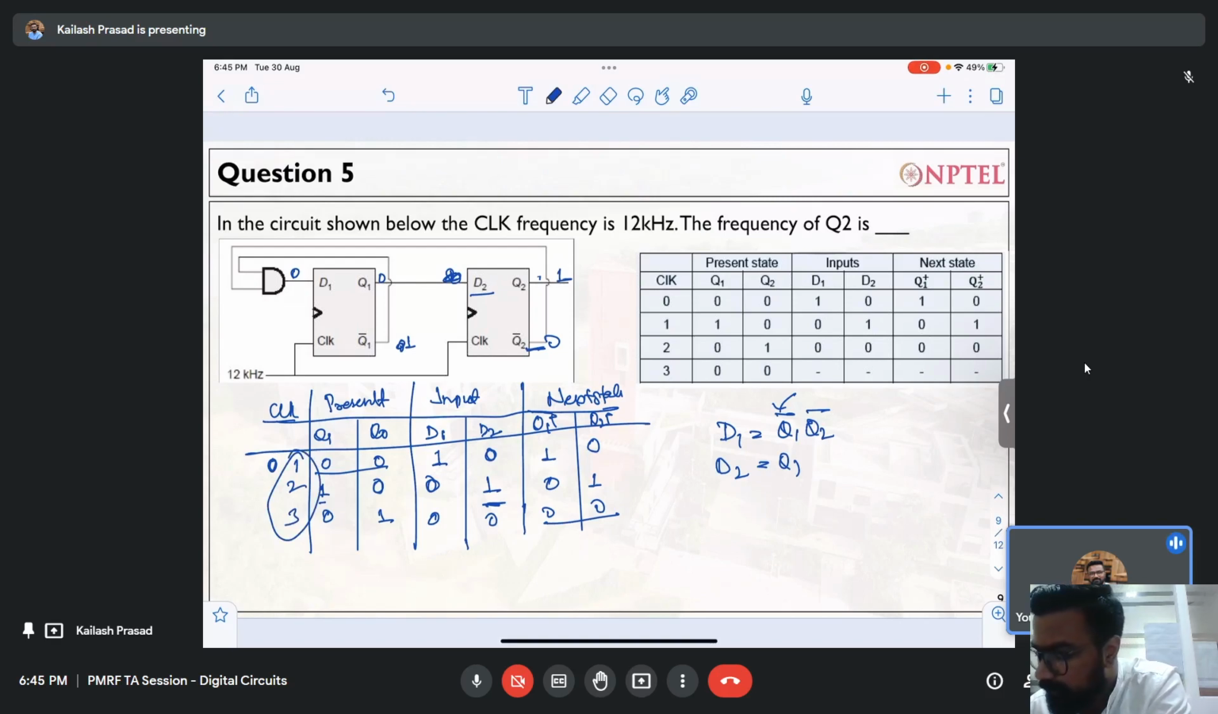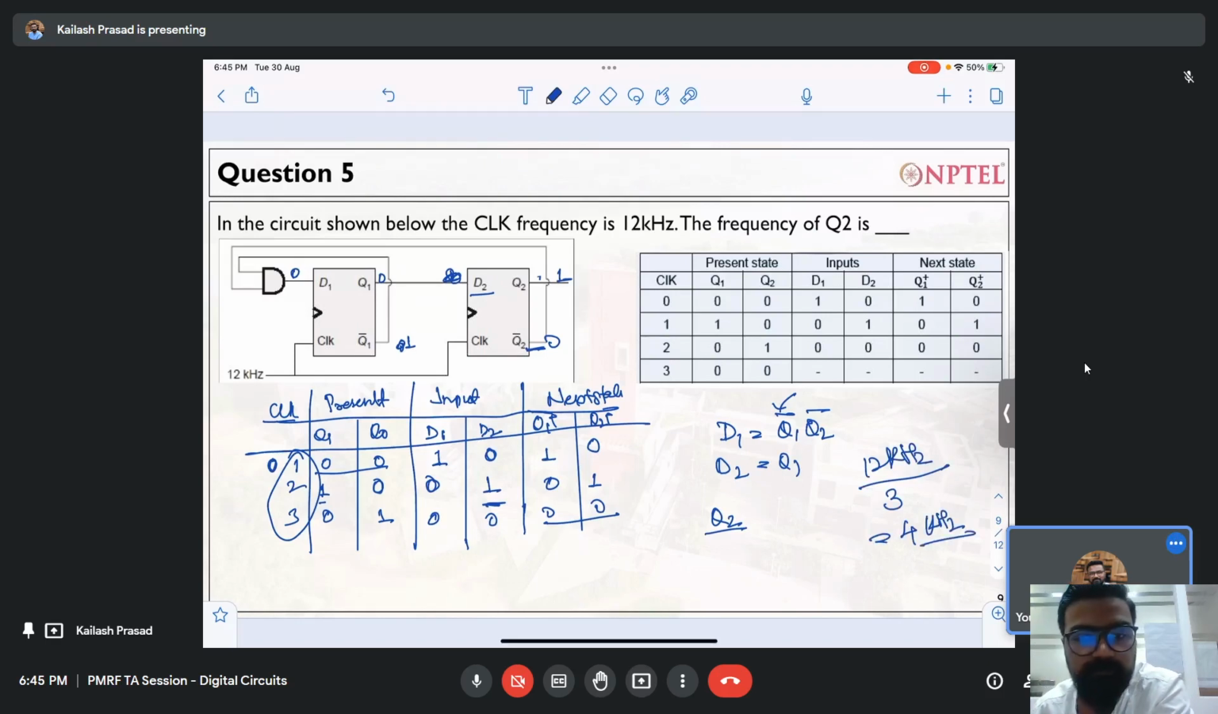So the q2 is actually changing after every 3 clock cycles. So what will be the frequency of q2? It will be 12 kilohertz divided by 3, so it will be 4 kilohertz.